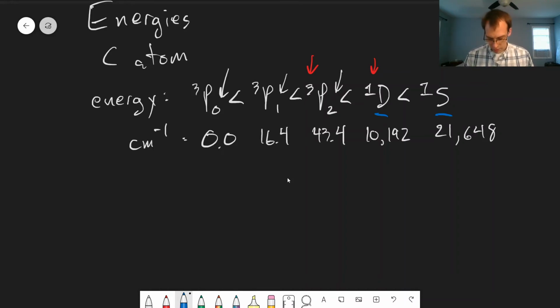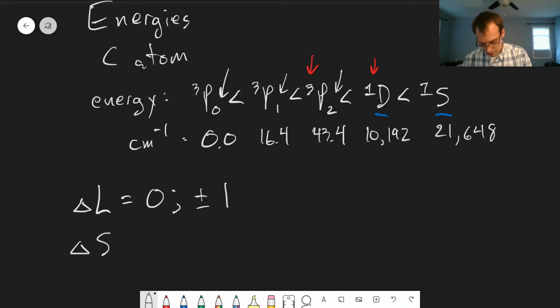The final thing that I'll mention is which electronic states electrons can move between. And this is known as the selection rules. And so the selection rules for electrons moving between different terms is that the change in capital L can be 0 or plus or minus 1. The change in S, delta S, is equal to 0.